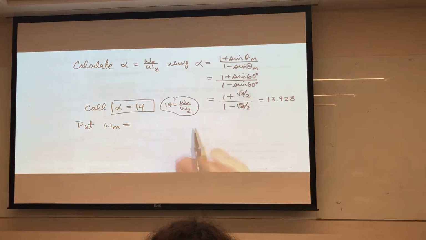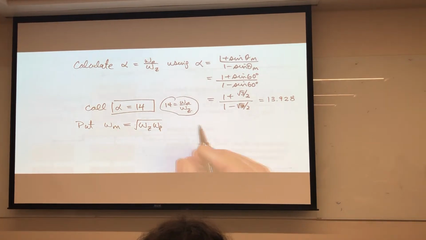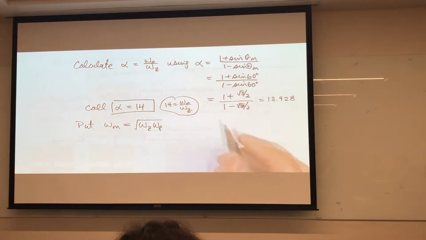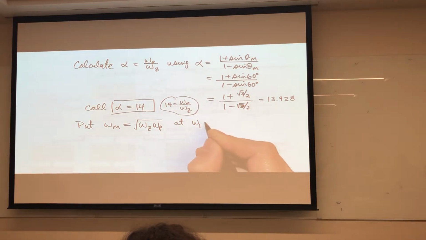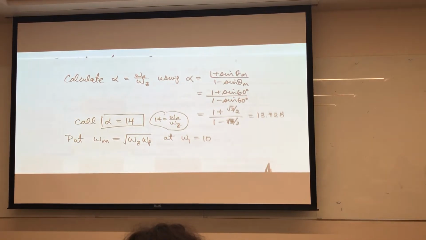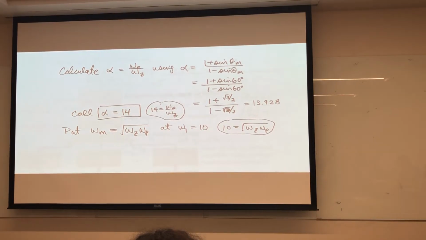What is omega m? Omega m is the square root of omega z times omega p. I want to put that at the desired gain crossover, which is equal to 10. So I set these two equal to each other. I now have another equation: 10 is equal to the square root of omega z times omega p. So I have two equations and two unknowns.